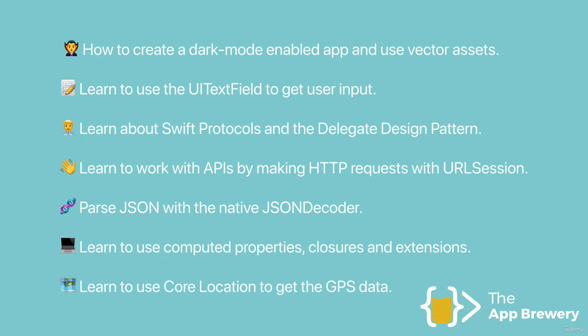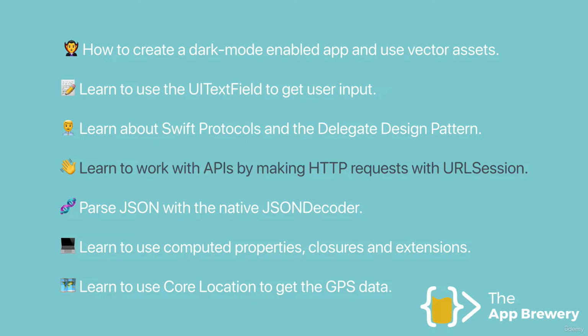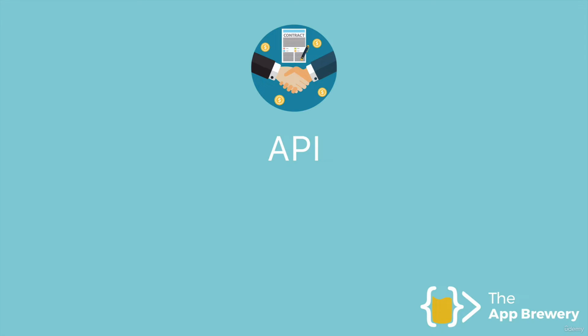All right, so now that we've gotten an in-depth understanding of Swift protocols and delegates, it's time to work on the heart of the problem of this Klima app, which is to work with APIs so that we can fetch live weather data from across the internet.